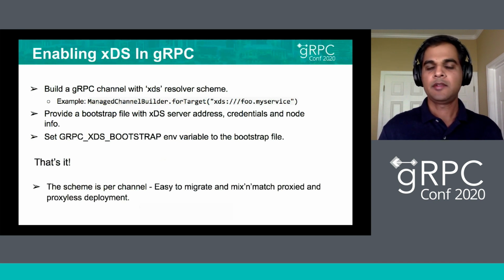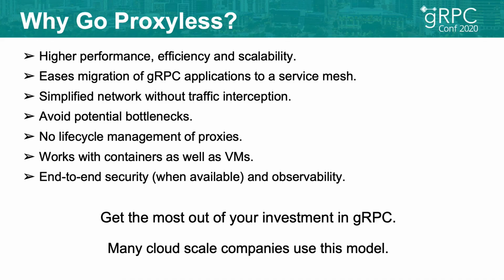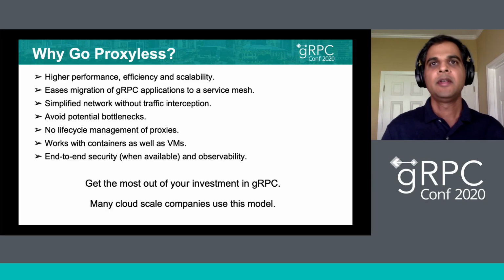You can pick the XDS or DNS resolver scheme on a per channel basis. So this means you can connect to some services via a proxy while connecting to some other services directly without a proxy. So this makes it easy to slowly migrate to proxy-less gRPC. Right? So what are the advantages of going proxy-less?